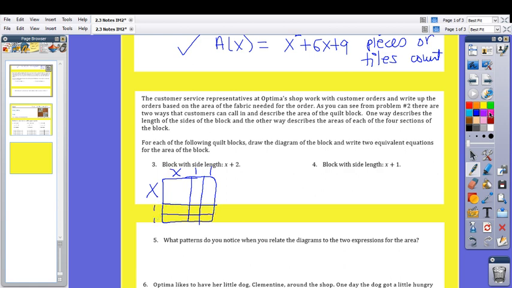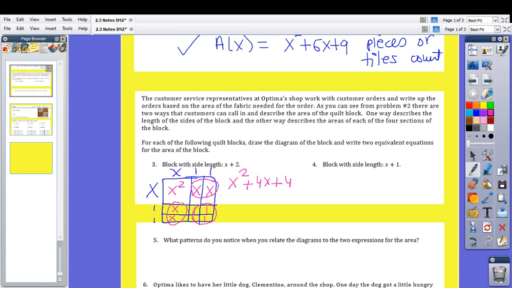And then we will count how many different tiles we have. So here we will have x squared. Here we will have x tiles. These are all x tiles and these are 1 tiles. So you will be getting x squared. Then these are 4 of them, so 4x. And then these are 4 of them, so 4.